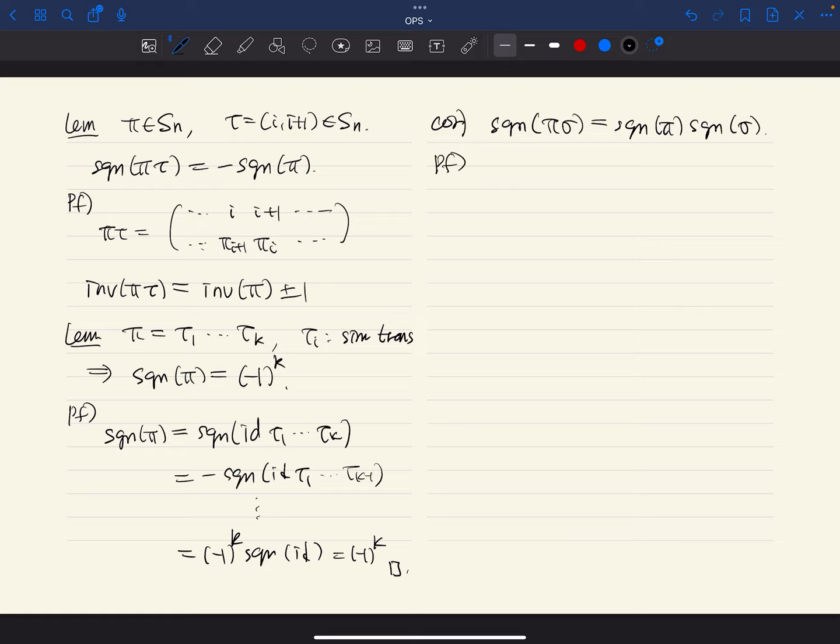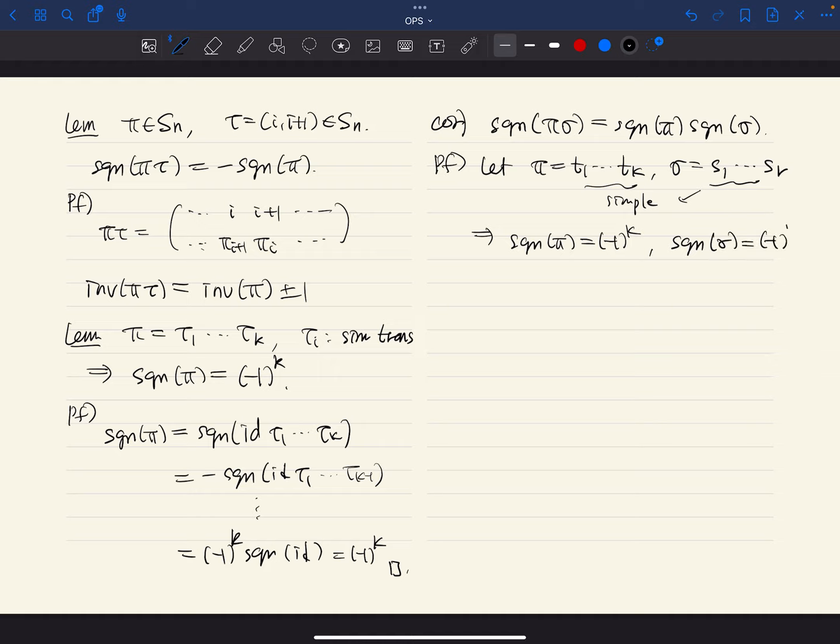Because we can write pi as a simple product of simple transpositions, and also sigma is a product of simple transpositions, what is the sign of pi? Minus 1 to the k, sign of sigma, minus 1 to the r. But what about the sign of pi sigma? This is really the product of these two, so it's a product of k plus r simple transpositions. So it's minus 1 to the k plus r, which is the same as the product of these. So that's the proof.